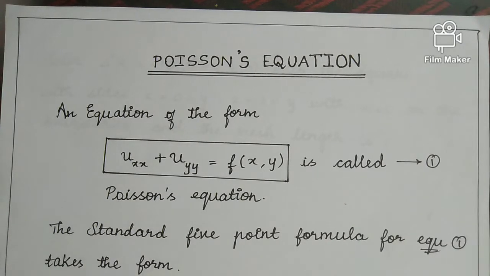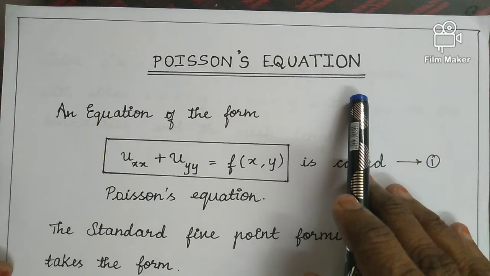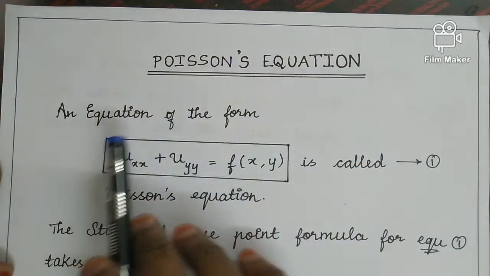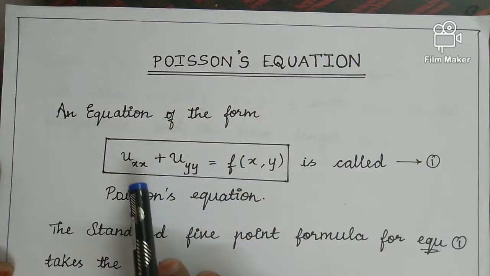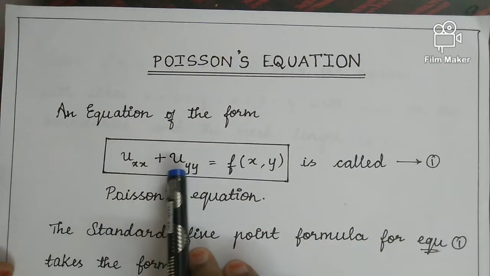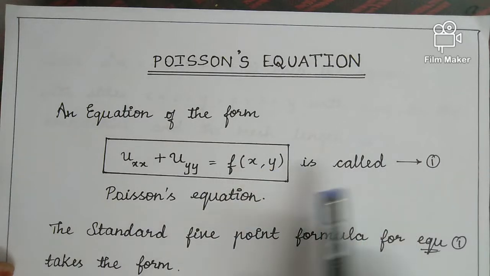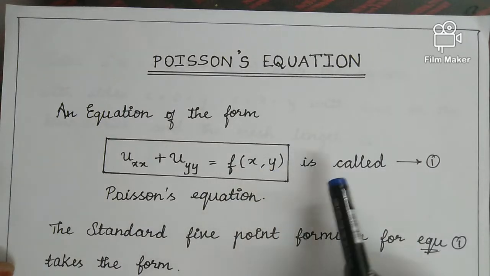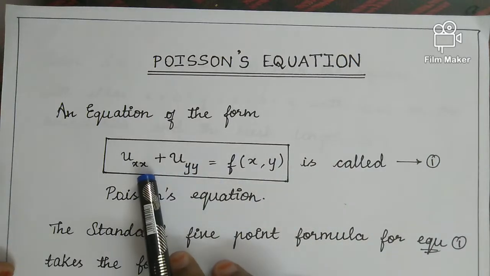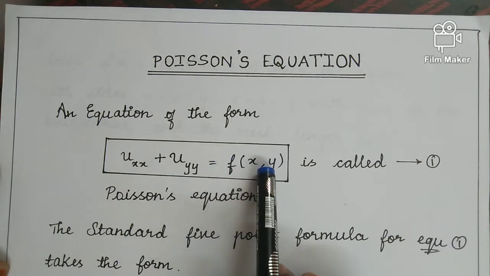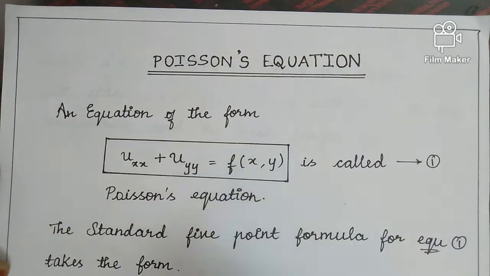Today we are going to discuss Poisson's equation. In the previous lecture we discussed the Laplace equation. The Poisson equation is of the form u_xx plus u_yy equal to f of x comma y. In the Laplace equation, u_xx plus u_yy equal to 0. If the right hand side is any function, then the equation is called Poisson's equation.